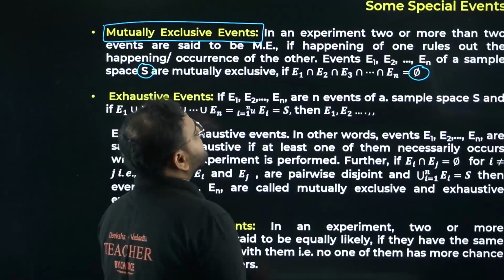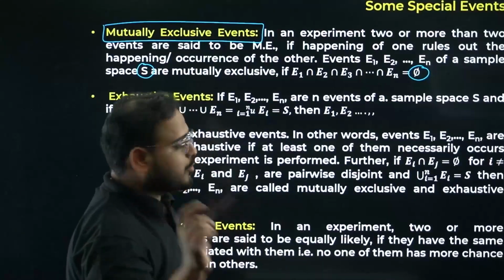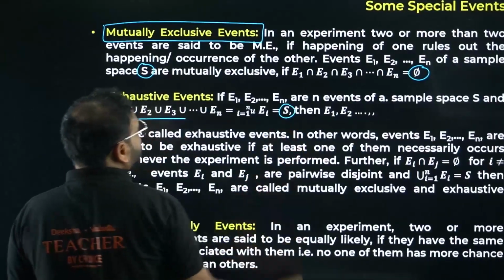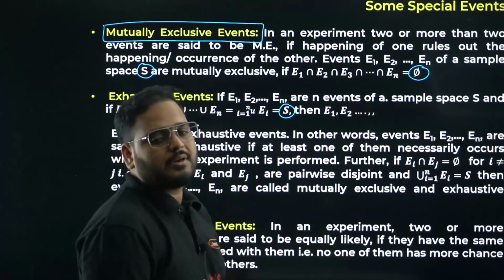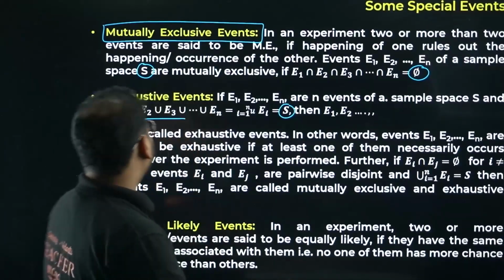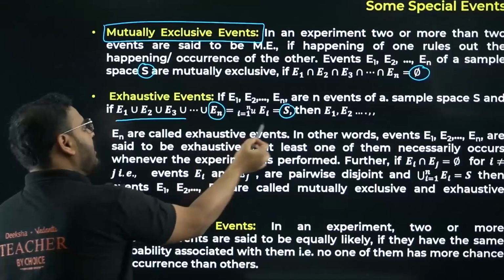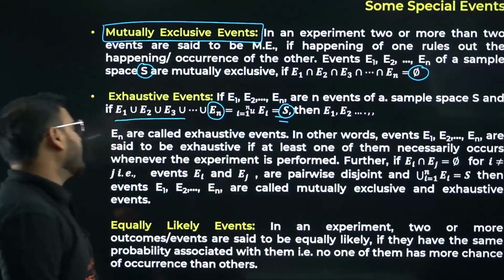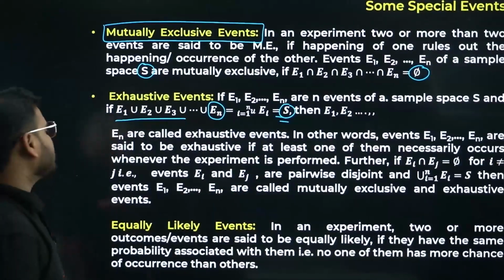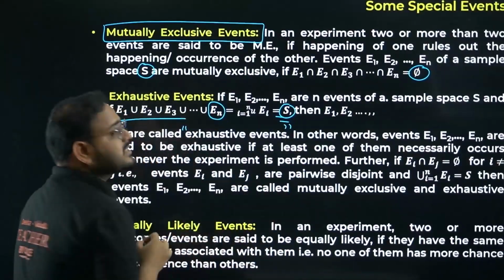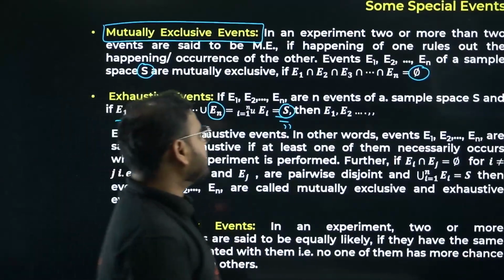Exhaustive events. E1, E2, ..., En are events of sample space S. They are called exhaustive only if you take the union of all of them and the result is simply the entire sample space. So if you write E1 union E2 union E3 till En, and the answer is the sample space, then E1, E2, E3, up to En will be called exhaustive events of the sample space S.